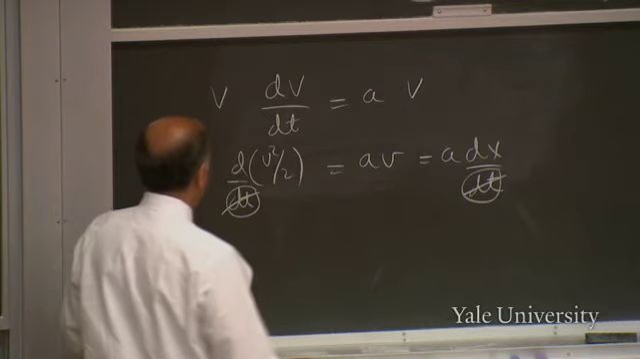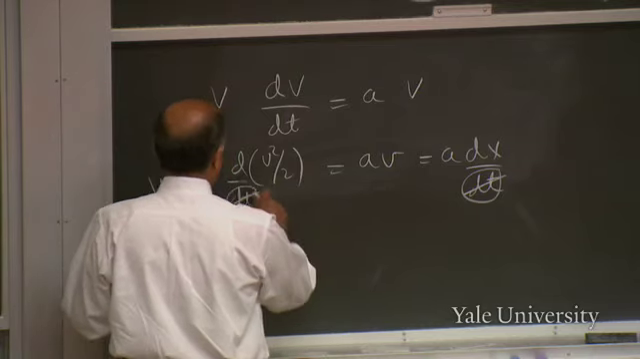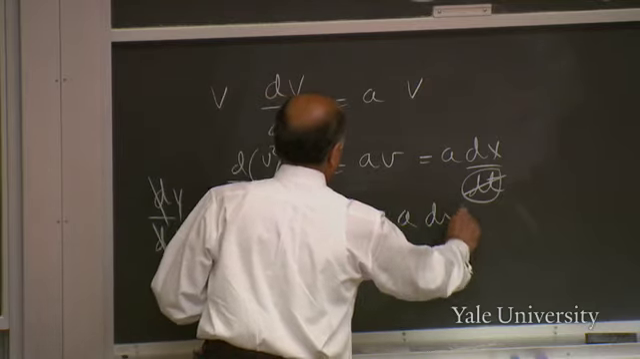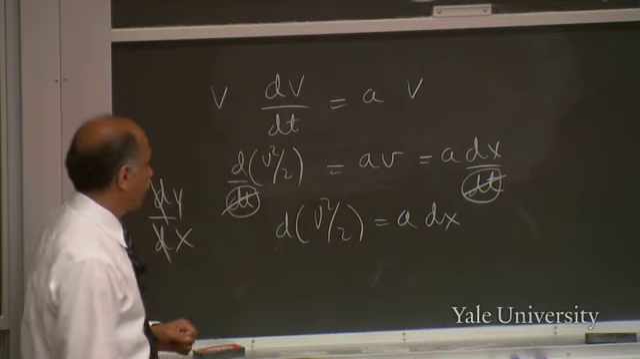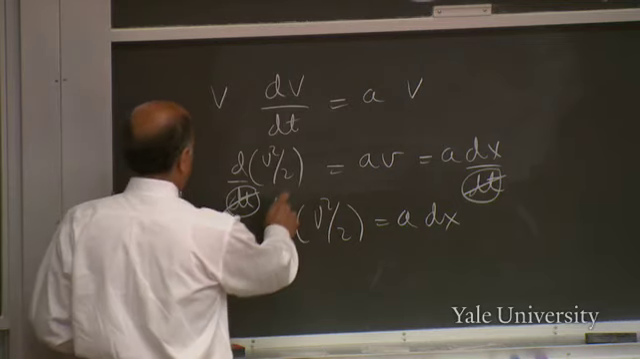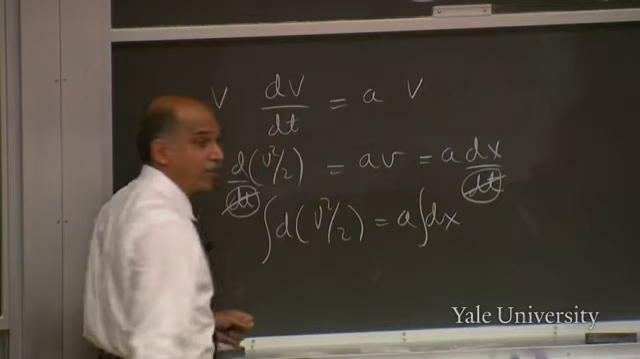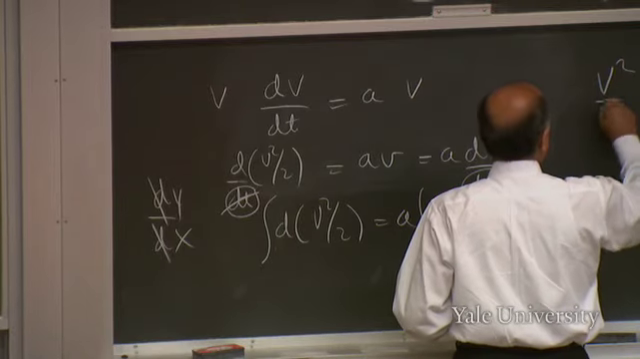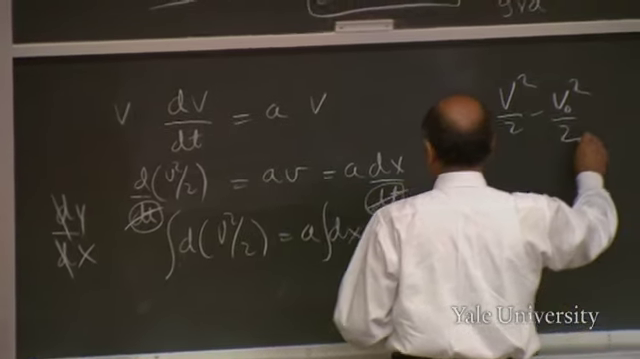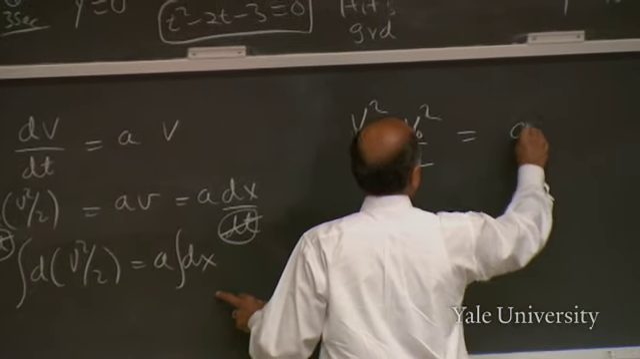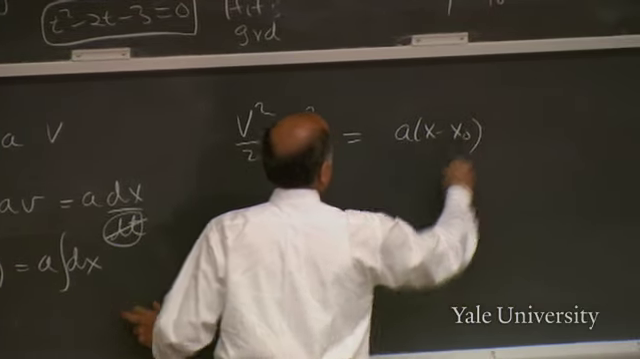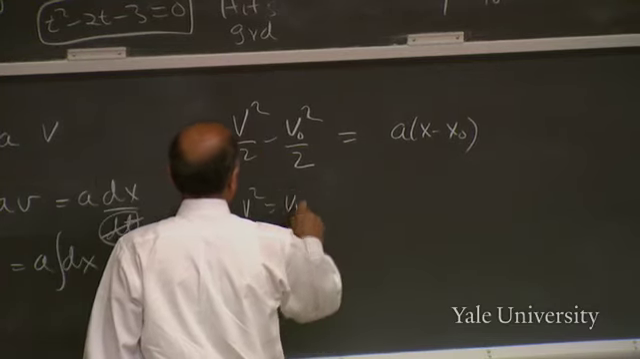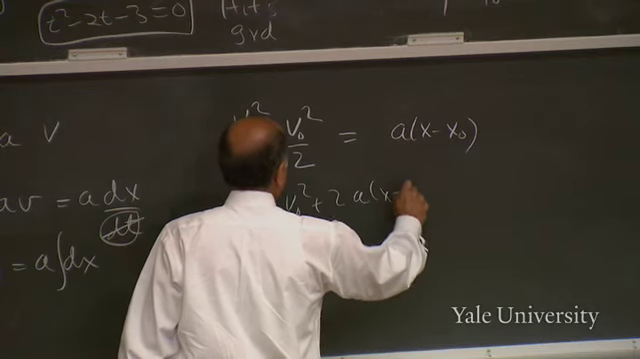As long as we understand that, we can do this cancellation, and this says on the left-hand side, the change in the quantity v squared over 2 is a times the change in the quantity x. So add up all the changes, which is what you mean by integral. The change in v squared over 2 will be the final v squared over 2 minus the initial v squared over 2, and the other side will be a times the change in x, x minus x naught. And that's the formula I wrote for you: v squared is v0 squared plus 2a times (x minus x naught).